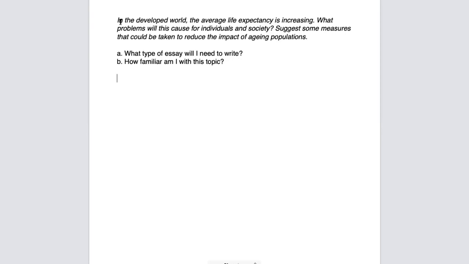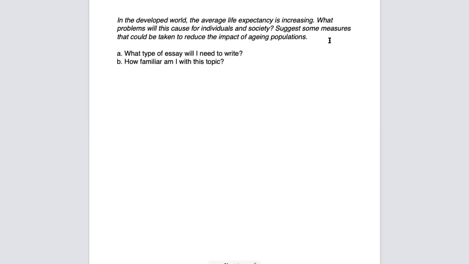Okay, so in the developed world, the average life expectancy is increasing. What problems will this cause for individuals and society? Suggest some measures that could be taken to reduce the impact of aging populations. All right, so that's our question.